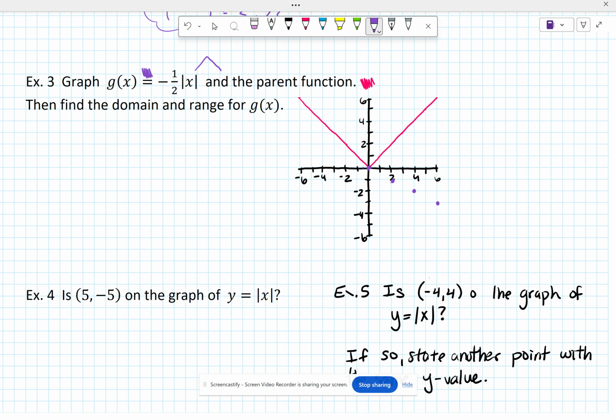Now these two graphs have the same vertex, but this one has a vertical shrink. Hopefully you can notice it's kind of being squashed down.